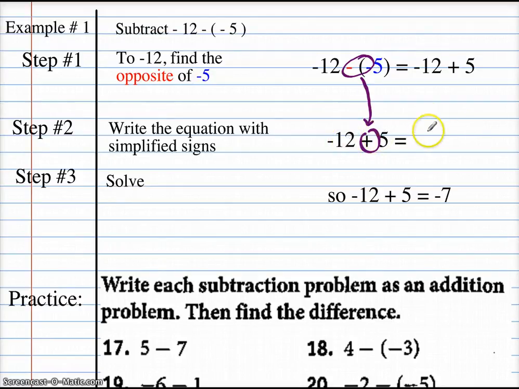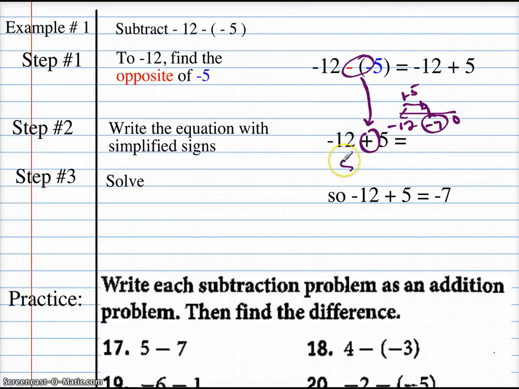I can draw my number line. For example, let's make it really simple. I'm going to have 0, and then I'm going to go to negative 12, and then I can go positive 5, plus 5. So that's negative 12, that's plus 5, and I end up at negative 7. Or I can rewrite it the other way.